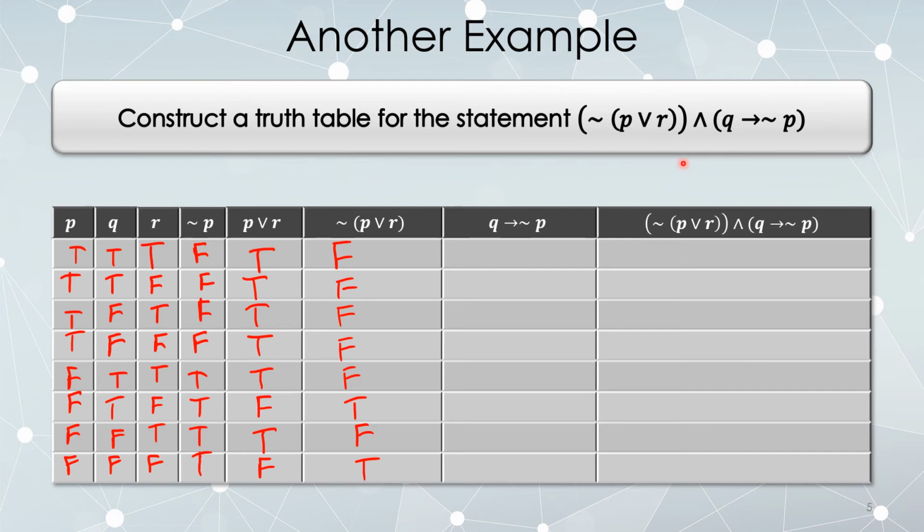Next up is the conditional statement, Q implies not P. So here's the column for its hypothesis. Here's the column for its conclusion. True hypothesis, false conclusion makes the conditional statement false.